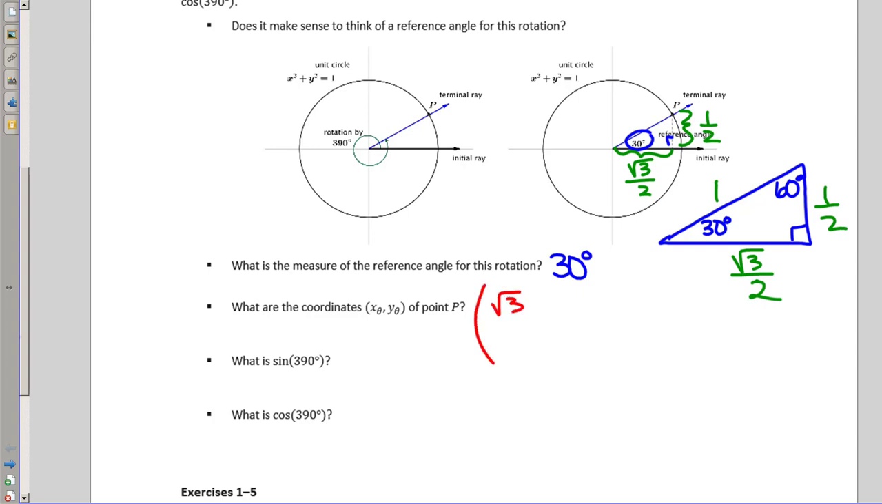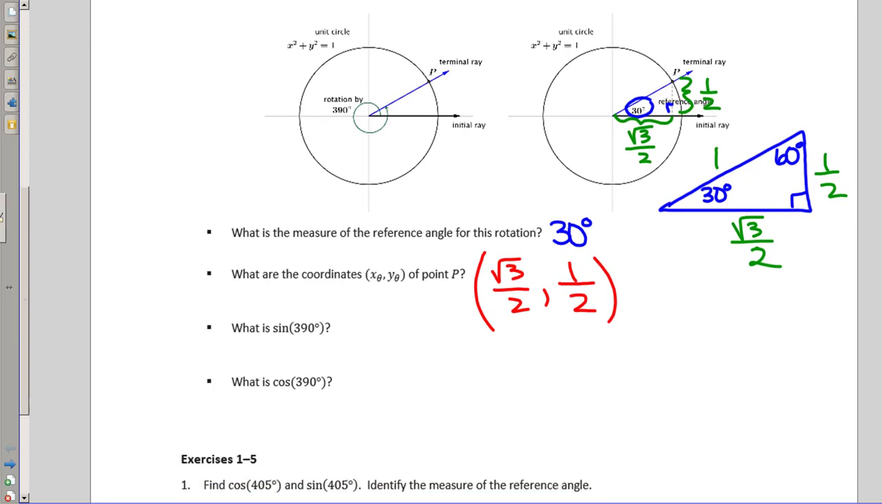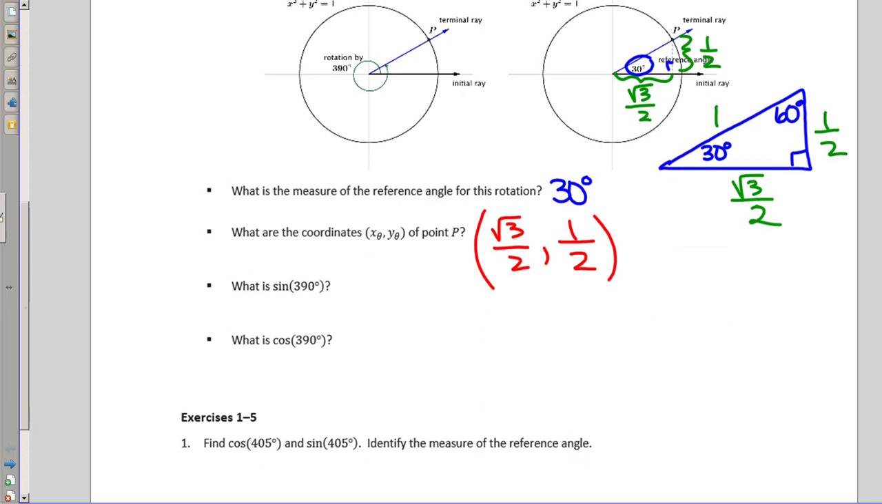Okay, so what's the sine of 390? The sine of 390 is opposite over hypotenuse. So in this case, 1/2. And what's the cosine of 390? Radical 3 over 2. Now we are in quadrant 1, so we know in quadrant 1 that all trig functions are positive, so of course sine and cosine would be positive in this case.